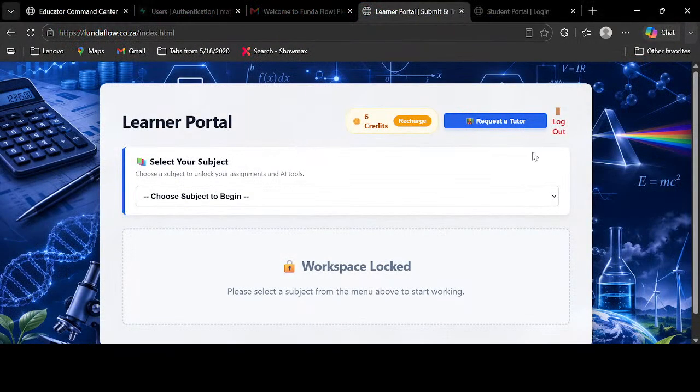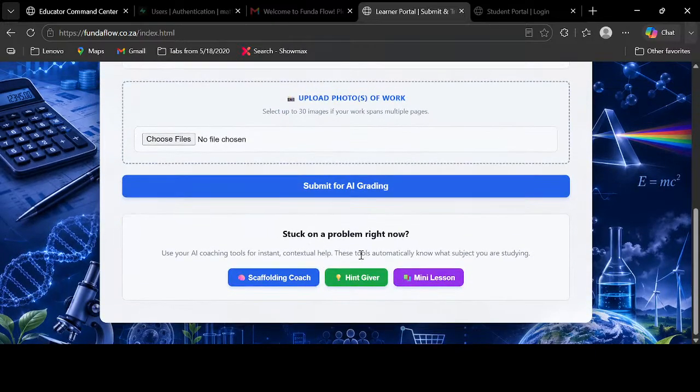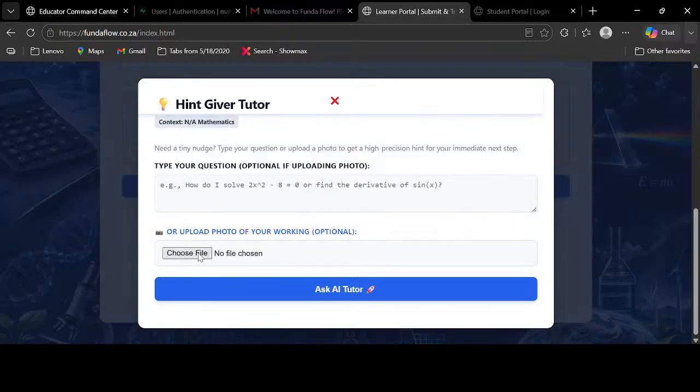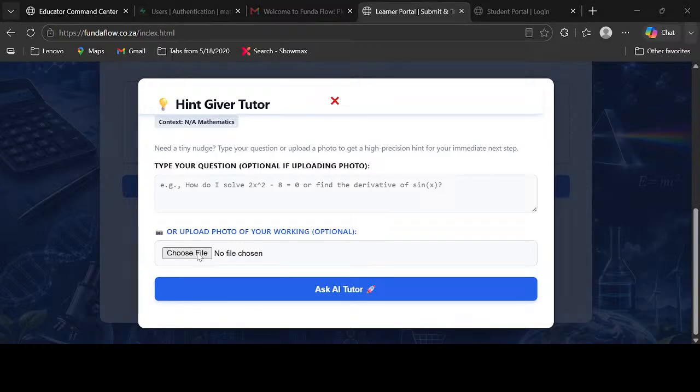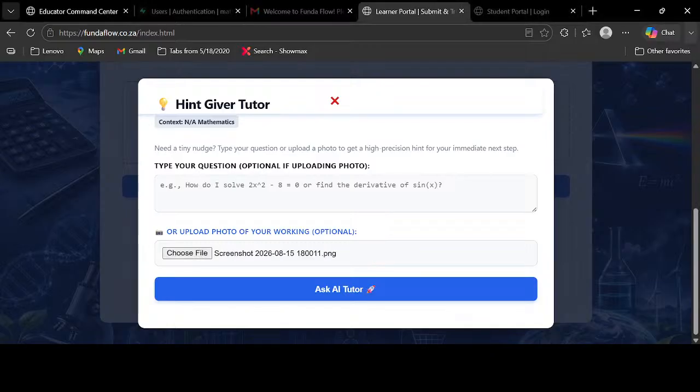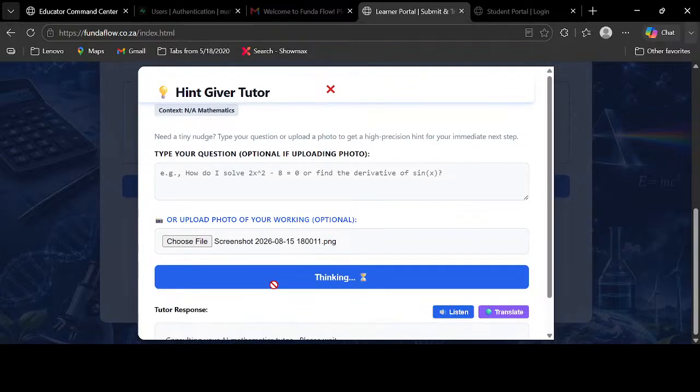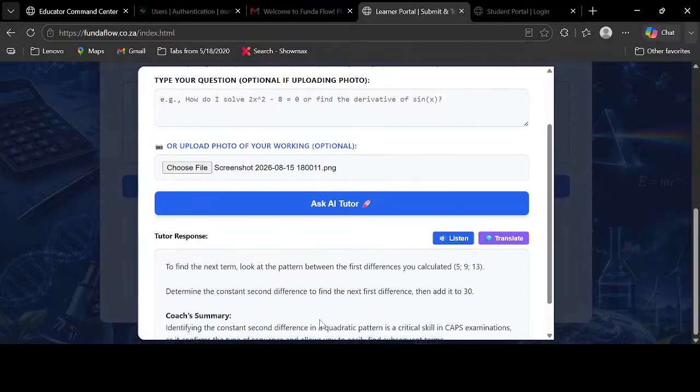What if they want to get help soon? We're going to choose maths. Remember, with maths they can still use this app, the hint giver. On your phone you can do that too. By Monday we should be able to show them on their phone so that they don't say it works only on their laptop.